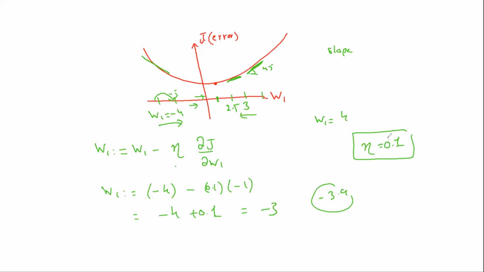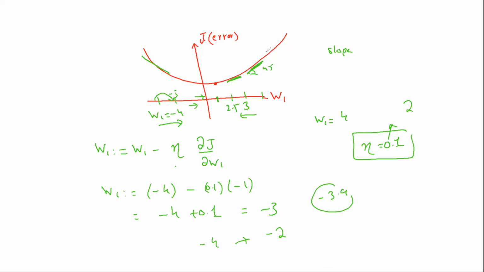On the other hand, if it's a very big value, suppose it is say 2, what will happen? This would be 2 into -1. So from -4, you will take a big jump to -2. Okay. So you see, what actually happens is that sometimes it's hard, right?